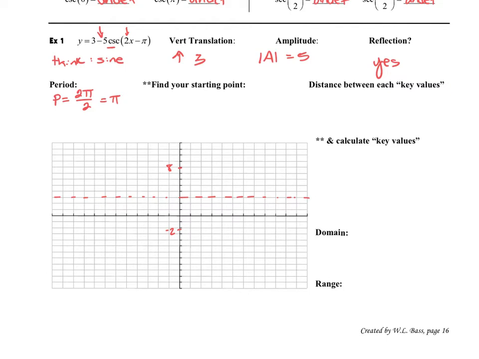And then I like to find my first starting point. So when I do my starting point, I like to grab this entire expression, so 2x minus pi, and set it equal to 0.